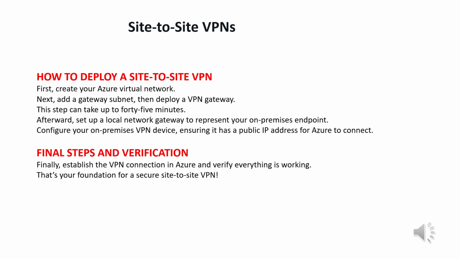First, create your Azure virtual network. Next, add a gateway subnet, then deploy a VPN gateway. This step can take up to 45 minutes. Afterward, set up a local network gateway to represent your on-premises endpoint. Configure your on-premises VPN device, ensuring it has a public IP address for Azure to connect. Finally, establish the VPN connection in Azure and verify everything is working. That's your foundation for a secure site-to-site VPN.